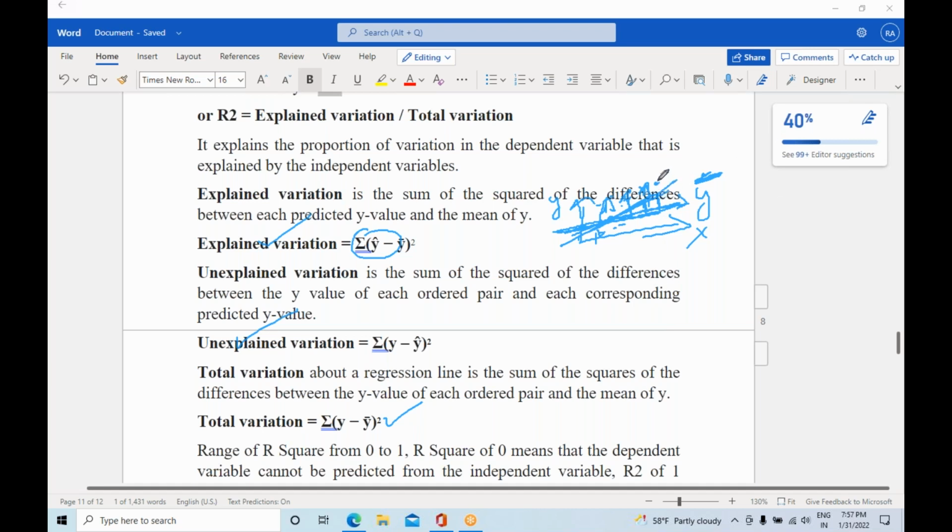So this is each and every point. So this is the point, right? Each and every data point, and here we have the mean line that we have to calculate at the distance between them. So guys, don't get confused here. I will explain one more time regarding explained variation, unexplained variation and total variation.